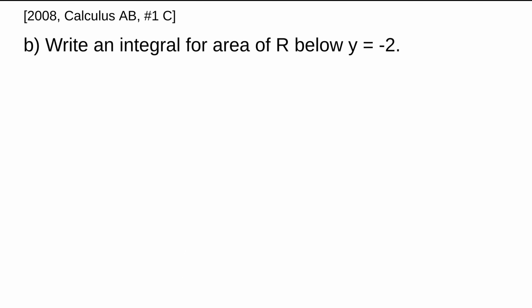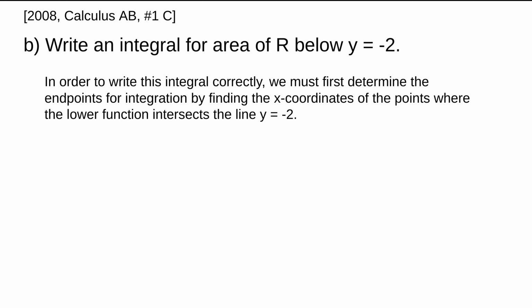In part B of this question, we are asked to write an integral for the area of R that is below the line y equals -2. Notice the directions here are to write the integral. It is not to evaluate this integral. In order to write this integral correctly, we have to determine what the endpoints of our integral will be. When is this function below y equals -2? When is it equal to -2? When is it above y equals -2?